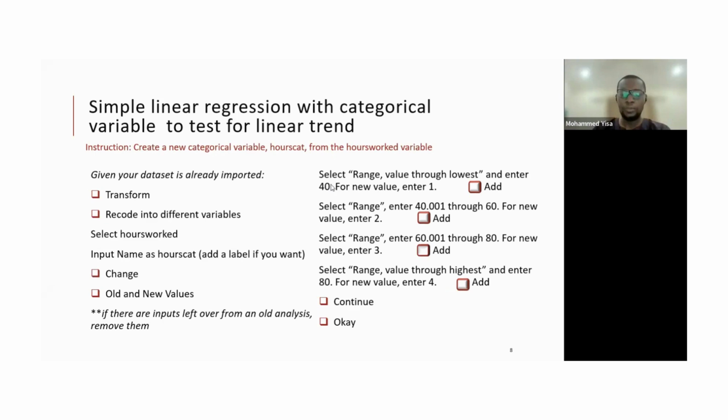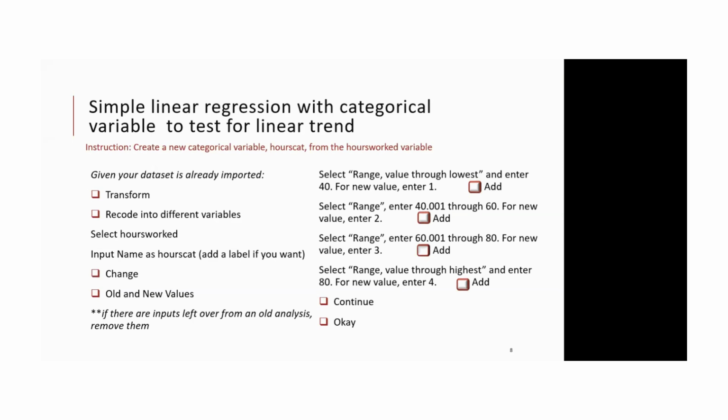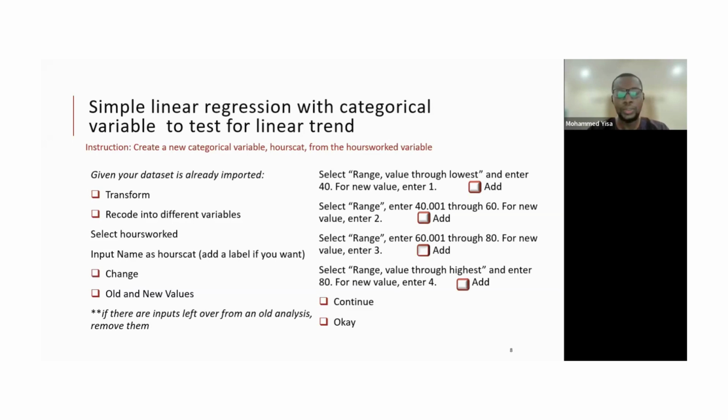If you can see, the first category says range lowest through 40, so from 0 to 40 hours a week. This one is 40.001 up to 60 hours a week, then this, and so on, up to 80 plus hours a week. Once you categorize your data like this, you'll be able to use it as a predictor in your regression model, and you'll be able to see, number one, whether hours worked is related to the mental health score, and also at what point the relationship becomes stronger or weaker.